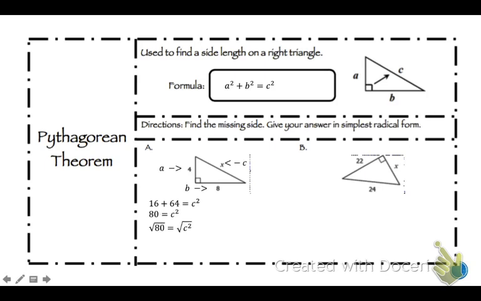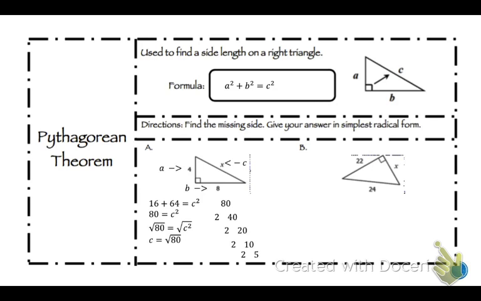Square root both sides. The right side of that's easy. The square root of c squared is just c. So I have c equals the square root of 80. Now I need to break down that radical. I need to simplify it. So I'm going to make a factor tree for 80. So 80, 2 times 40 is 80. 2 times 20 is 40. 2 times 10 is 20. 2 times 5 is 10. Now those are all the prime factors at the ends of this, okay?